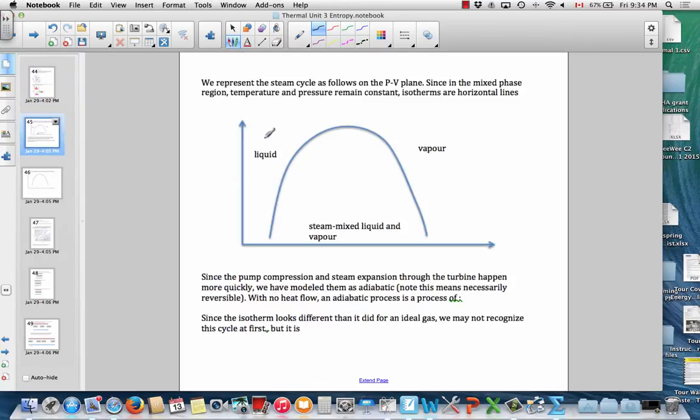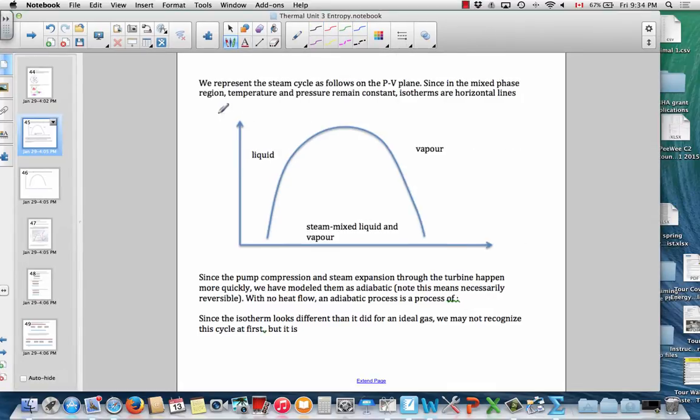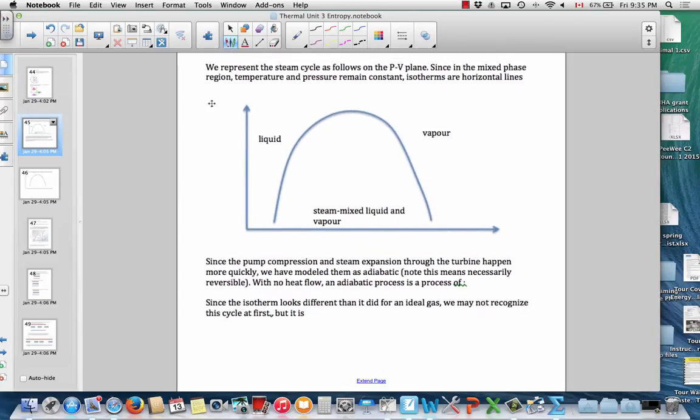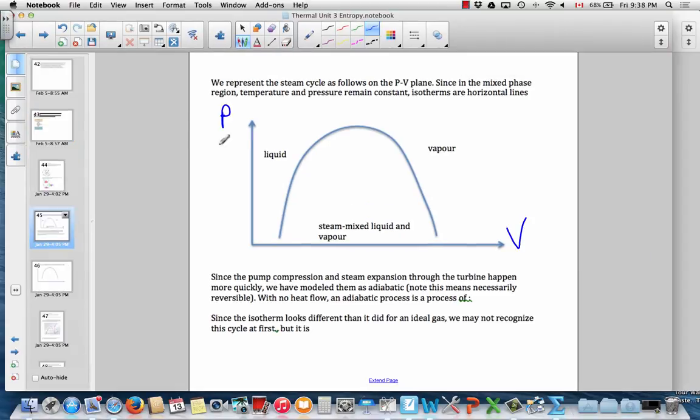Now, we're going to represent that steam cycle on a PV drawing here. Hang on, let me fix this. So this is the PV plane. Now, when there's a phase transition happening, the isotherms are actually nice straight lines. So isotherms are isobars in the mixed phase region, lines of nice constant pressure.